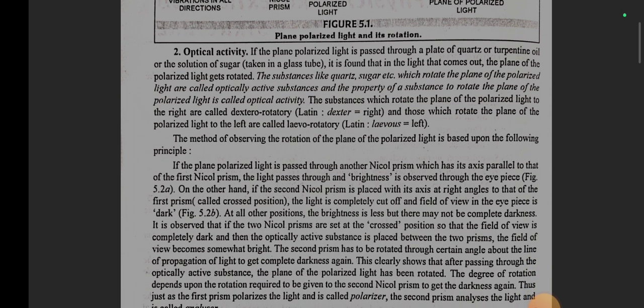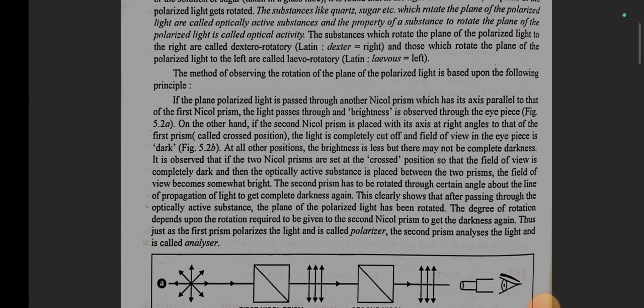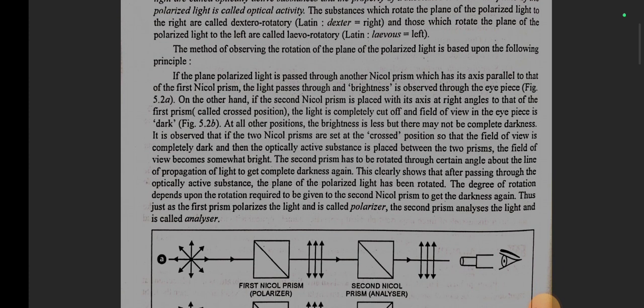This method of observing the rotation of the plane of the polarized light is based upon the following principle. If the plane polarized light is passed through another Nicol prism which has its axis parallel to that of the first Nicol prism, the light passes through and brightness is observed through the eyepiece. On the other hand, if the second Nicol prism is placed with its axis at right angle to that of the first prism, the light is completely cut off and the field of view in the eyepiece is dark. At all other positions, the brightness is less, but there may not be complete darkness.